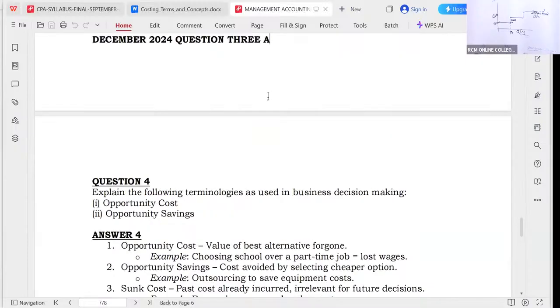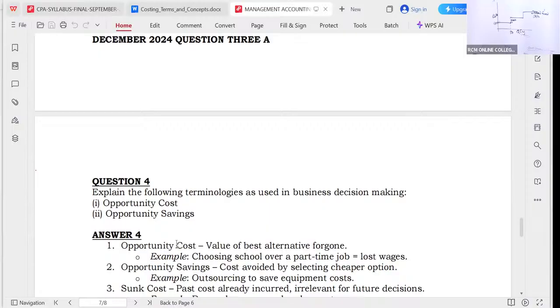I know you are tired, but you're almost finishing. Explain the following terminologies as used in business decision making. Opportunity cost, ladies and gentlemen, is the value of best alternative forgone. For example, choosing school over a part-time job, you lose wages. So wages lost becomes opportunity cost or opportunity forgone.